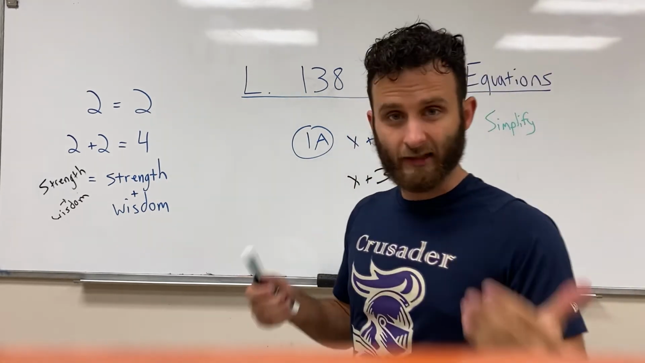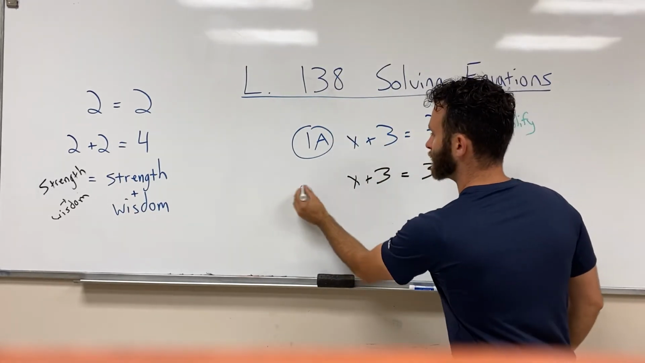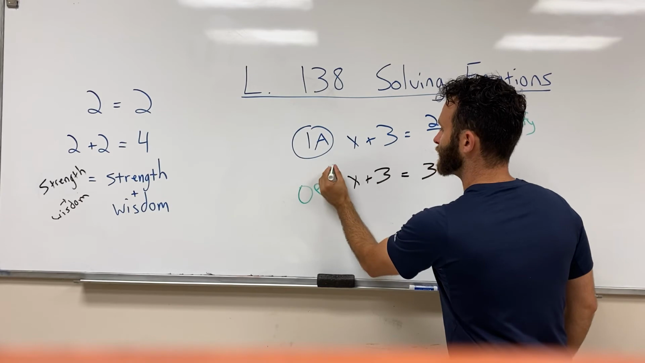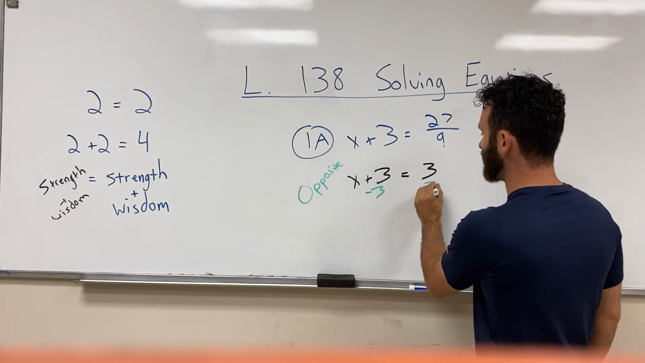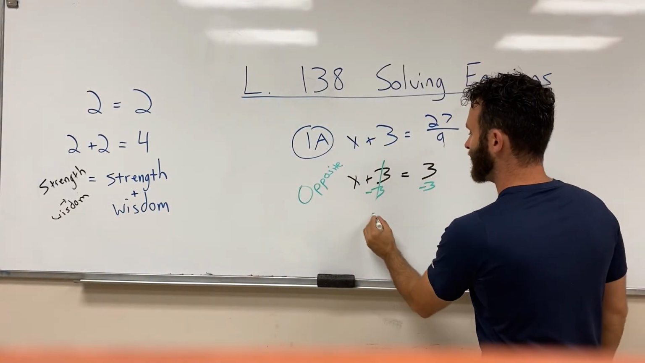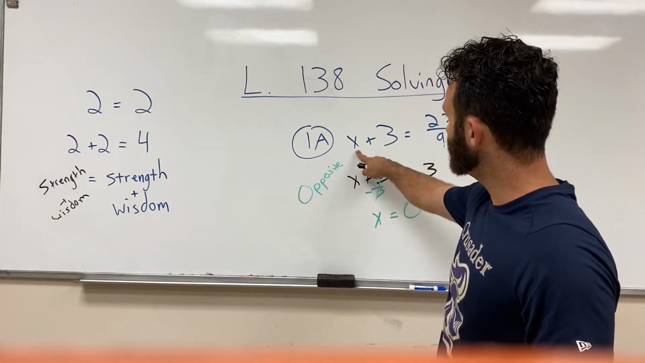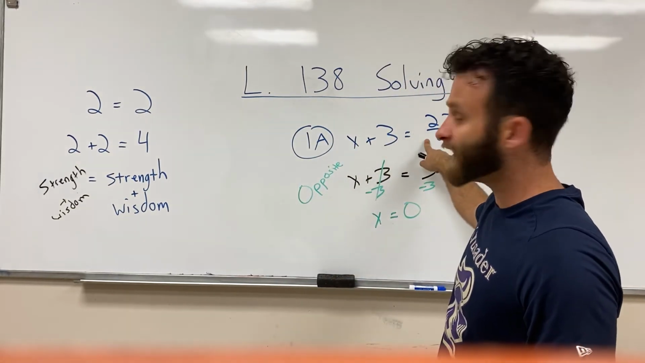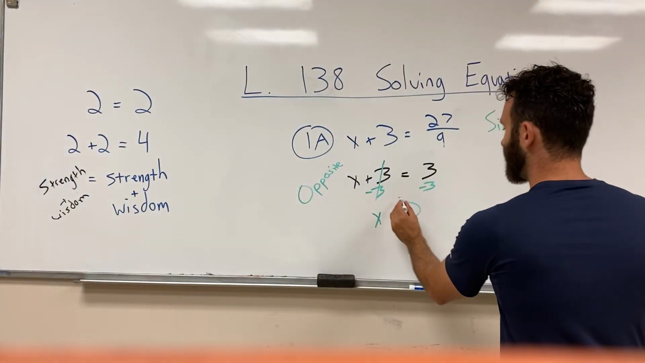Next thing we do is we gotta get the letter by itself, okay? So we do the opposite. We have a plus 3 here, so we should subtract 3. And we subtract 3 from both sides. We gotta be equal to both sides. X equals 0. Does that check out? 0 plus 3 is 3. 27 divided by 9 is 3. So that does check out. So our answer there is x equals 0.